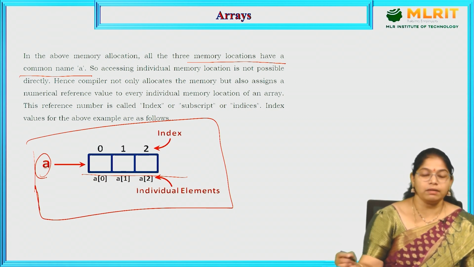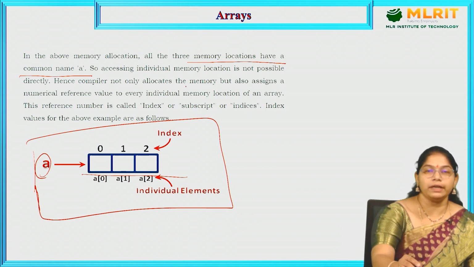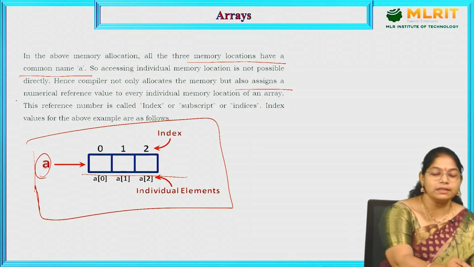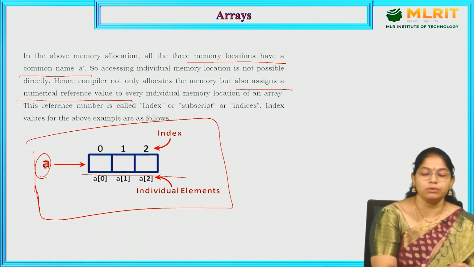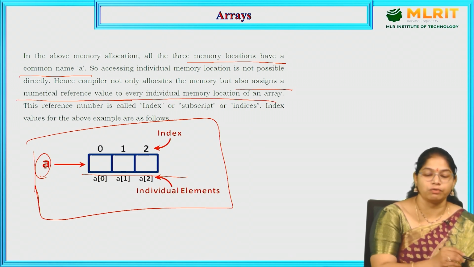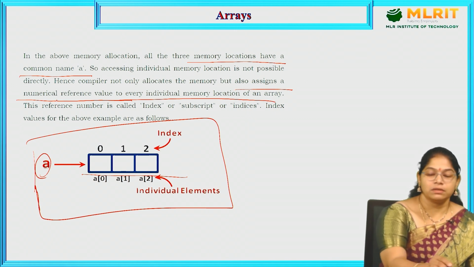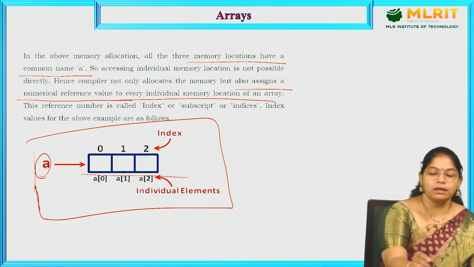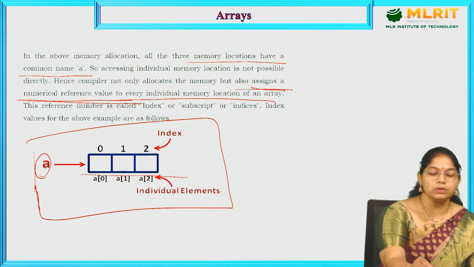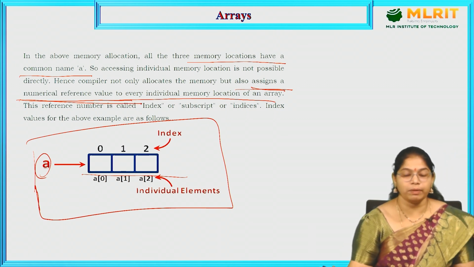Hence, the compiler not only allocates memory but also assigns a numerical reference value to the individual memory locations of an array.